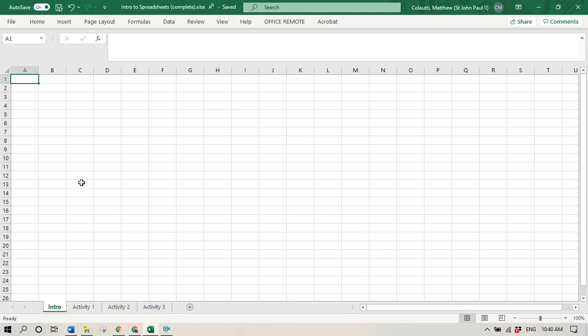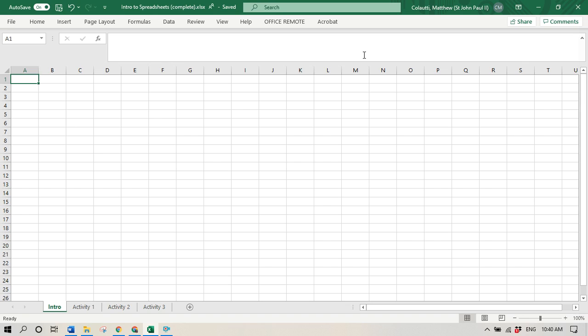Spreadsheets are really powerful, and you'll definitely use them, especially in your upper years of high school, but also beyond high school too. So this is kind of a crash course in how they work and should give you enough information to get started on the assignments you have to do.